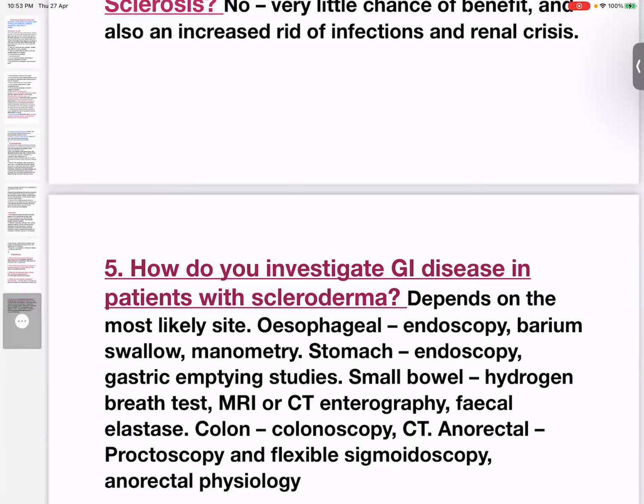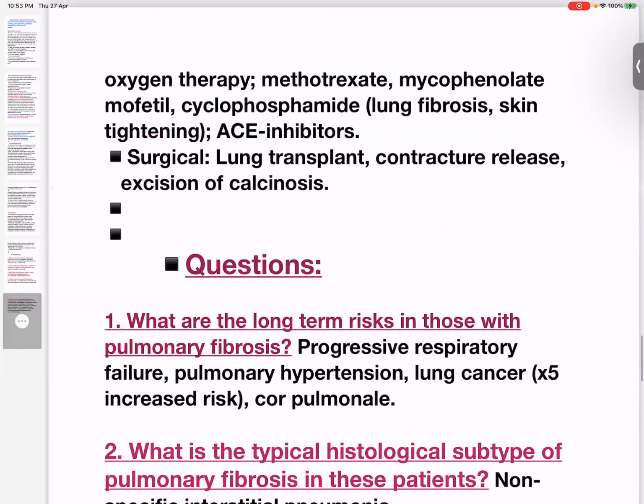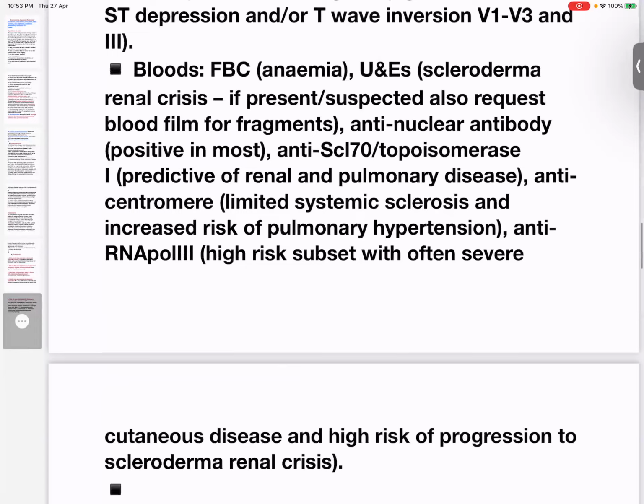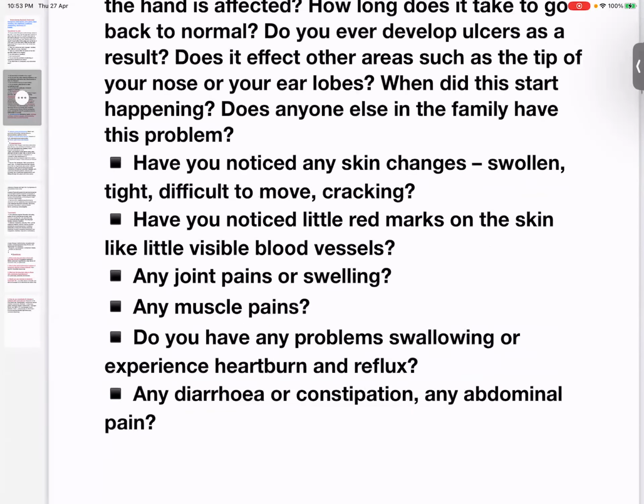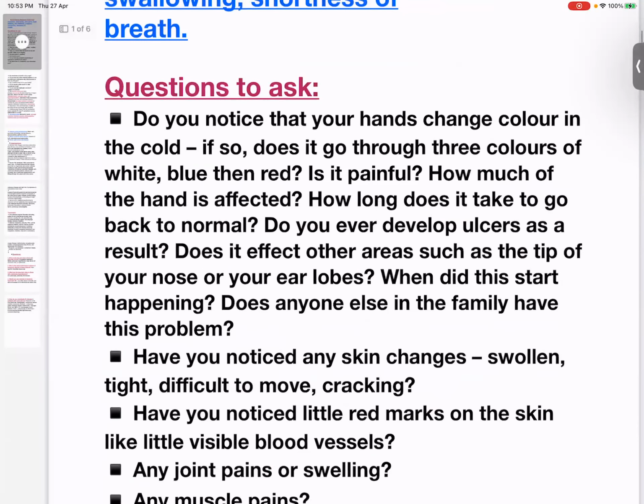All these are investigations related to the GIT. So the most important is to do upper and lower endoscopy. This is the summary of investigation for the GIT. So here, this is one of the important cases. If you go through these two cases, you will cover all rheumatological diseases. Rheumatological diseases are rheumatoid arthritis, systemic lupus erythematosus, dermatomyositis, psoriatic arthropathy, and ankylosing spondylitis.